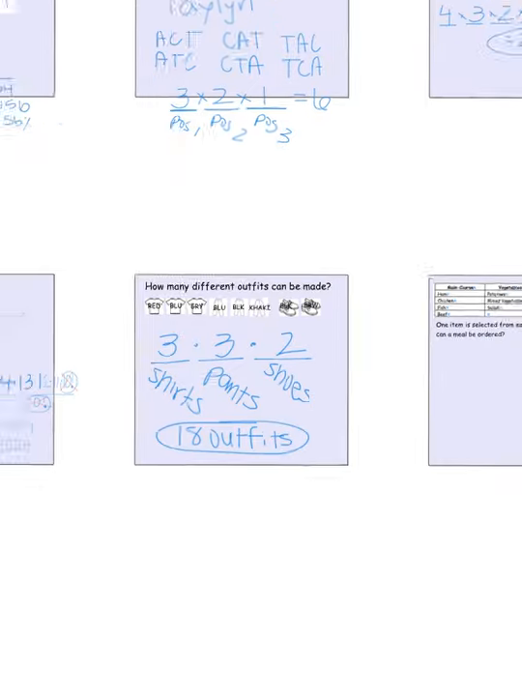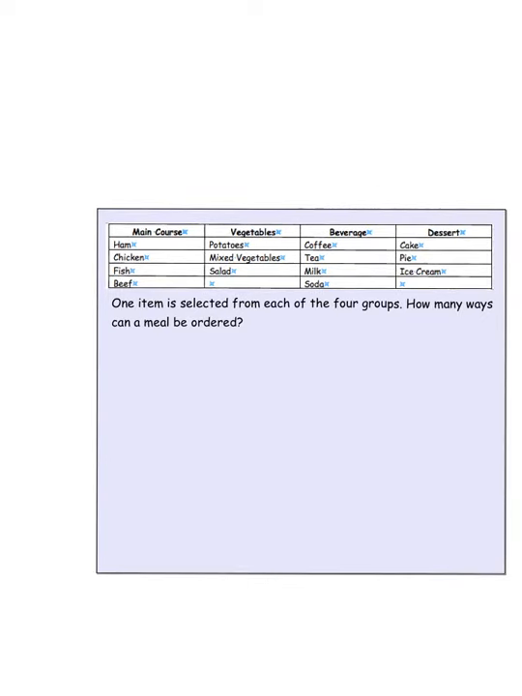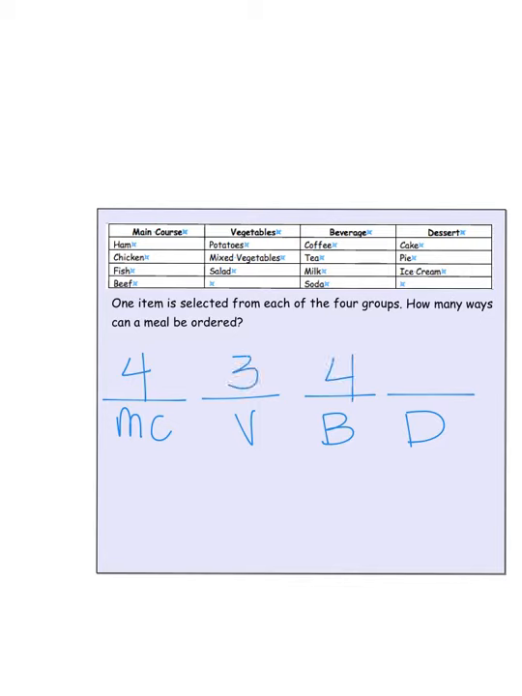Okay, so for the last one, we're just making up meals. One item is selected from each of the 4 groups. How many ways can a meal be ordered? So we have the main course, vegetables, a beverage, and then dessert. I have 4 choices for my main course, 3 for vegetables, 4 for beverages, and 3 for desserts. And then you just multiply them together, those groupings.